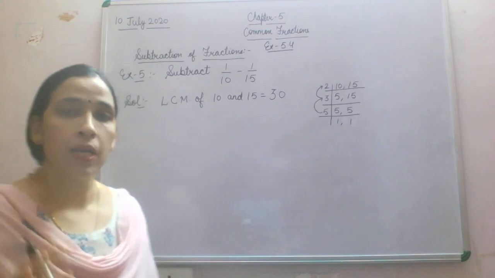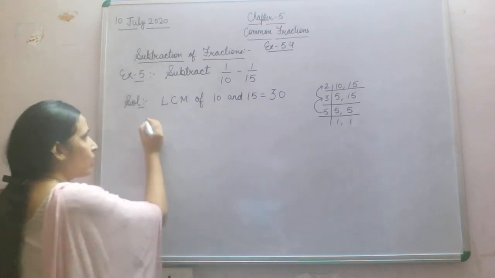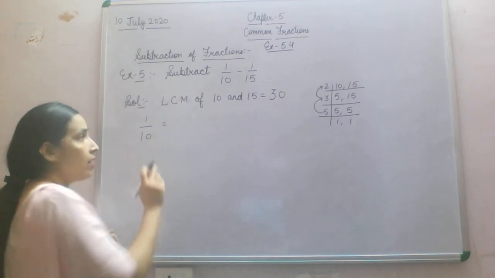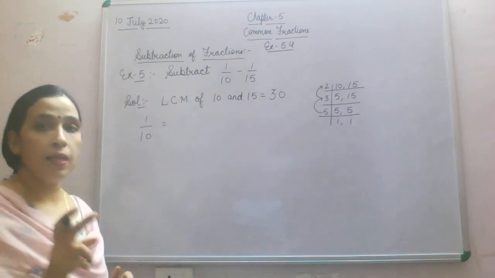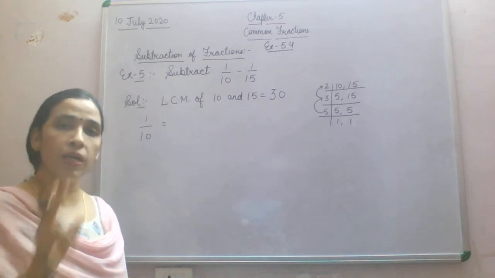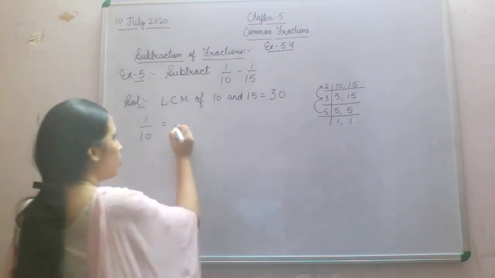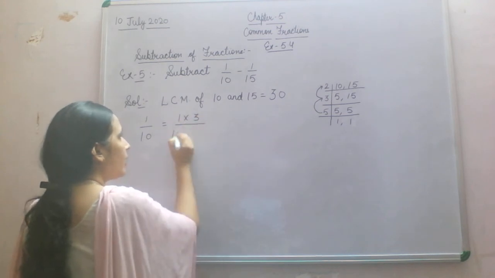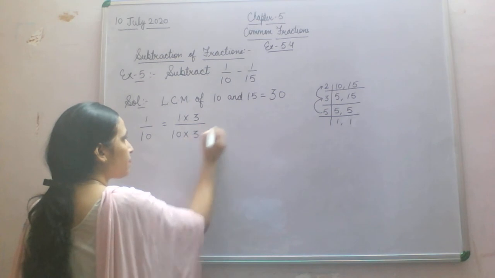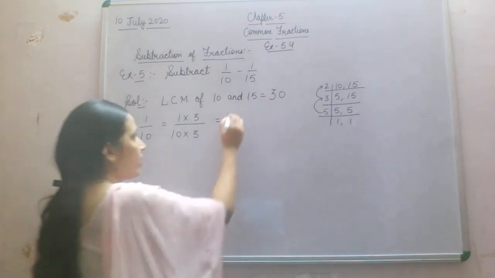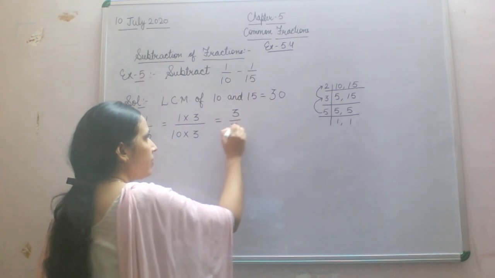It means that the unit fraction which is 1 by 10, you have to convert this 10 into 30. Means by which number you will multiply 10 so that the product will become 30? So here 1 will be multiplied by 3 and 10 will be multiplied by 3, because 10 3s are 30. So here this will become 3 by 30.